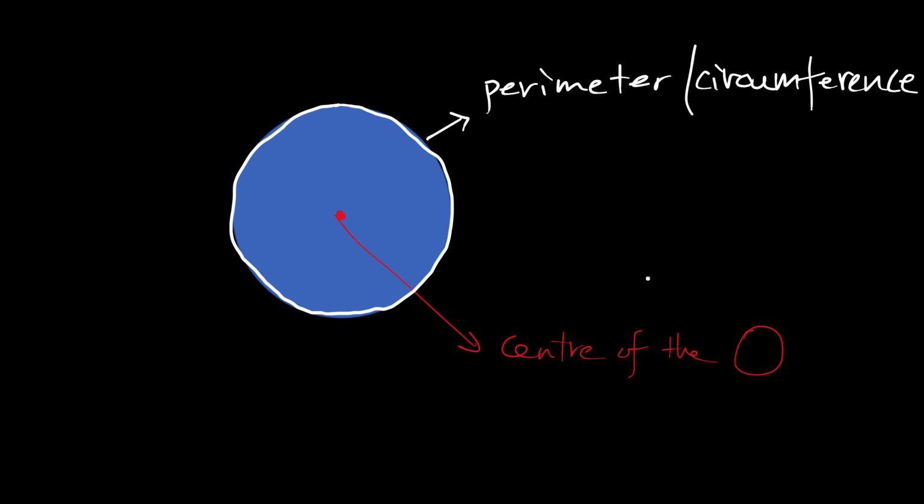Easy. So if they ask you to find the blue region, that's called the area. Besides all these terms, you need to know from the center to the circumference. I will use circumference and perimeter interchangeably, so you need to get used to it. From the center to the circumference of the circle, this is called the radius. Usually it's denoted by the small letter r.